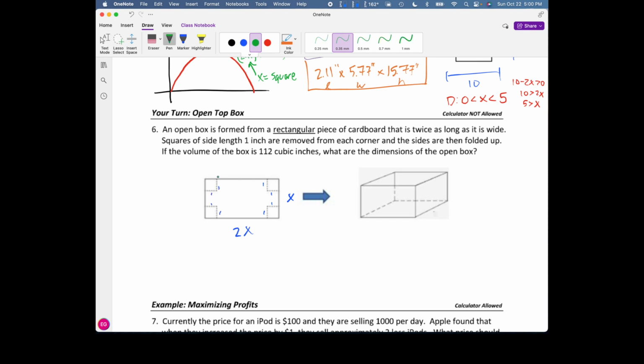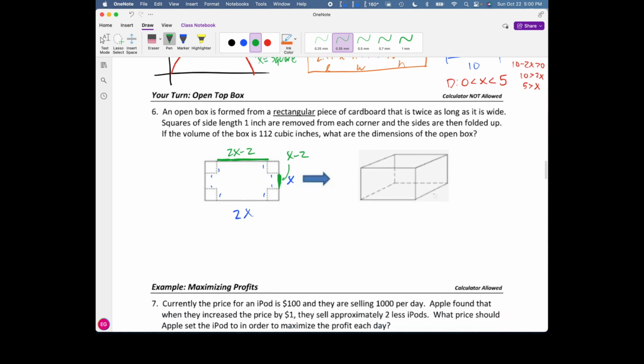What we're going to end up with here is this little part is going to be 2x minus 2 because we're removing an inch from both sides, and this little part right here is going to be x minus 2, again because we're removing 2 inches from each side. They want the volume to be 112. What are the dimensions of the actual box itself?